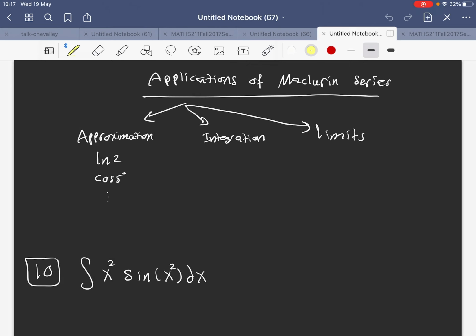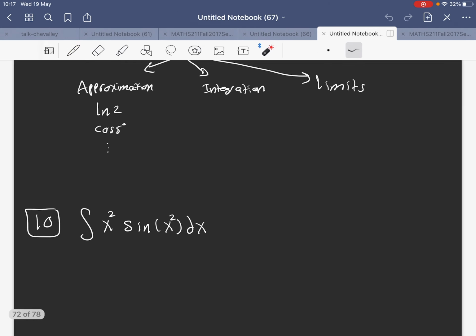Today we will discuss a very important topic, which will be kind of a revision of everything we did so far. It's about the applications of Maclaurin series and Taylor series. Now, the first thing we can see in number 10, if we are thinking of this integral x squared sine x squared, this is a little bit difficult integral to be found. I think we need to use integration by part in a certain way.